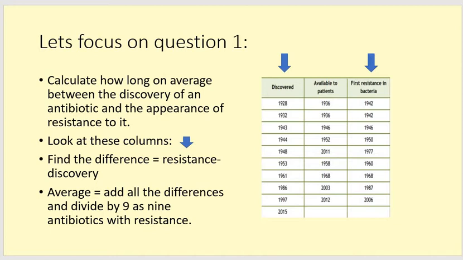This type of average is called the mean. This is maths that you'll do quite a lot in maths and also comes in very handy for science. So each of these, remember, resistance minus discovery, resistance minus discovery. Add them together, divide by 9, that's your answer. You don't just choose one because it does say on average.